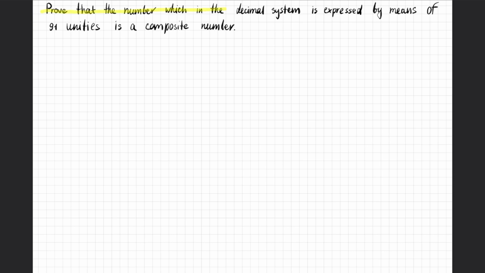So, prove that the number which in the decimal system is expressed by means of 91 unities is a composite number. First, try to solve this problem yourself, and then you can watch my solution.